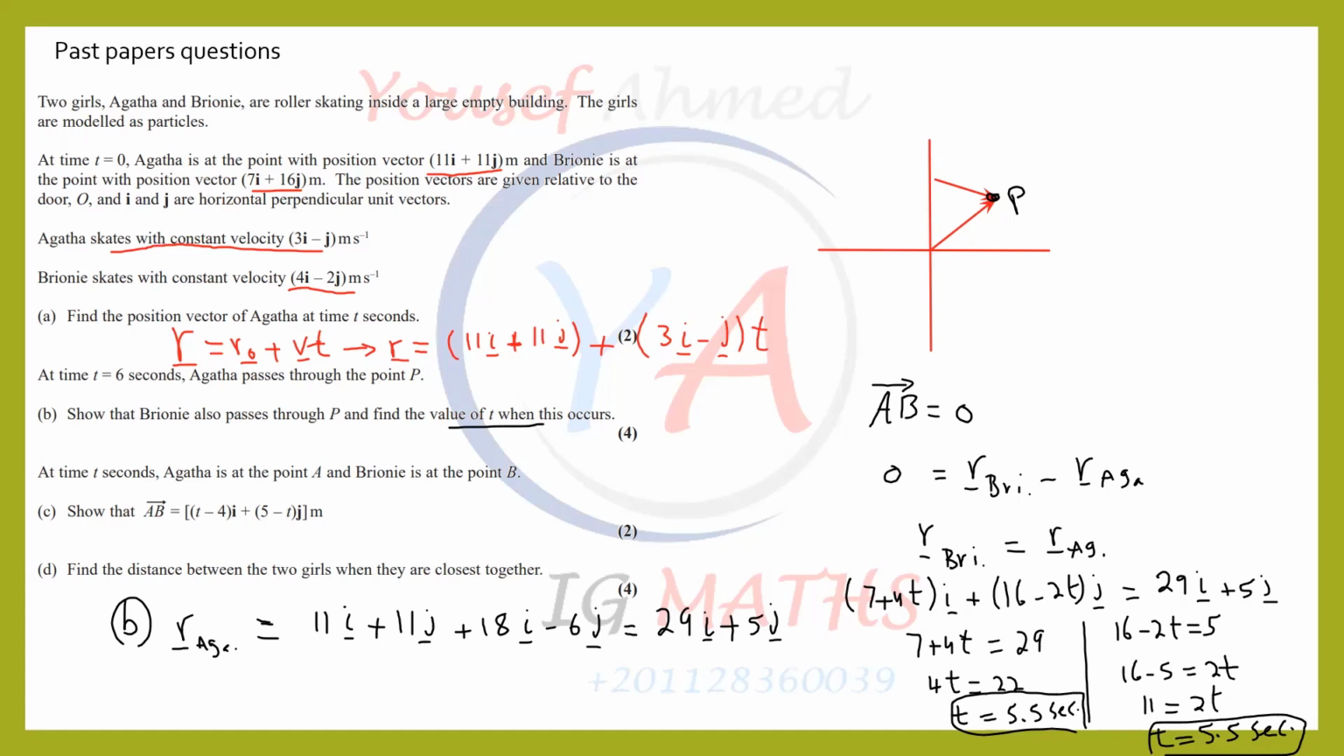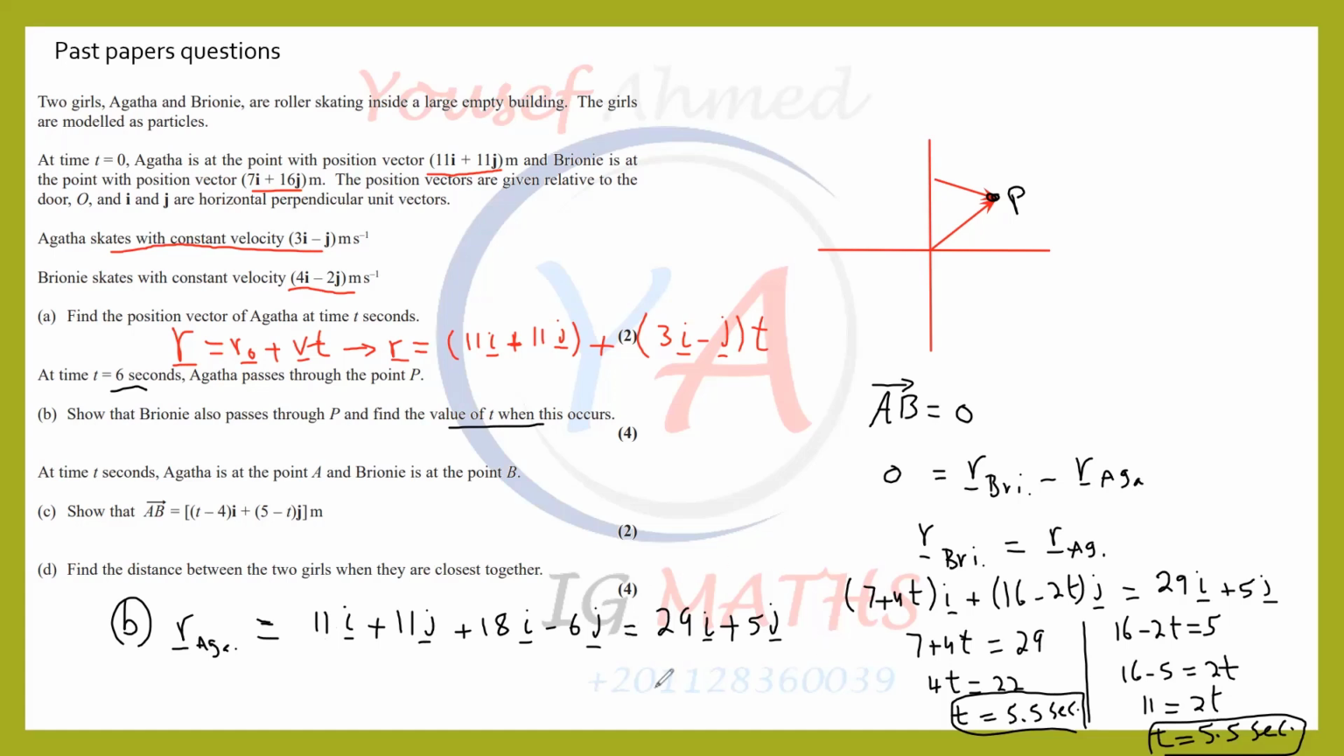This is regarding point B. So in B, again, what did we do? We just used the time as 6 seconds. We replaced t with 6 in the position vector for Agatha, the first girl, where she reached point P, to find the new position vector for Agatha. You can collect i together and j together, the components for the i vector and j vector.